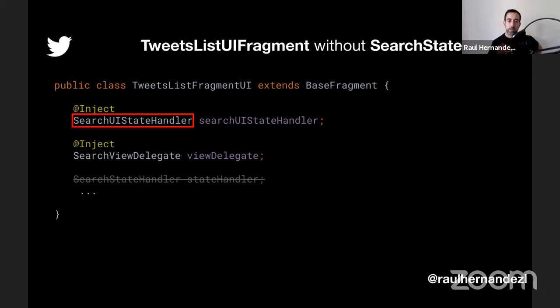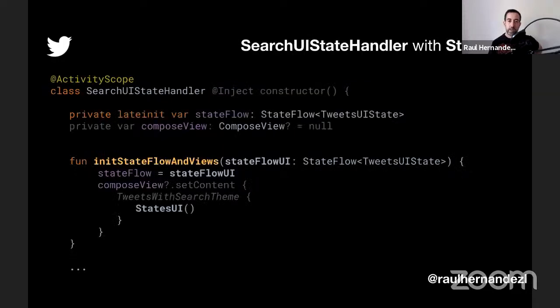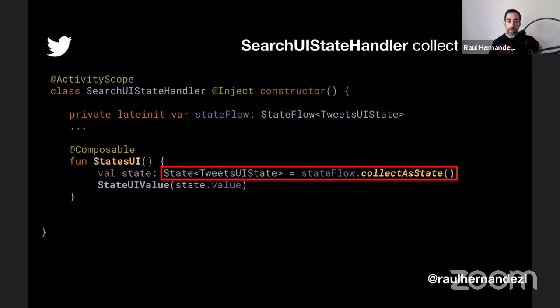Then we need to collect the same, and we'll pass this over here. So now we don't need to have this over here. We'll pass the search UI state handler. We'll set the compose view again right there. And then we'll have to do basically the same. You can see I just removed the parameter that I had in state UI because I'm going to pass the Stateful in another way.